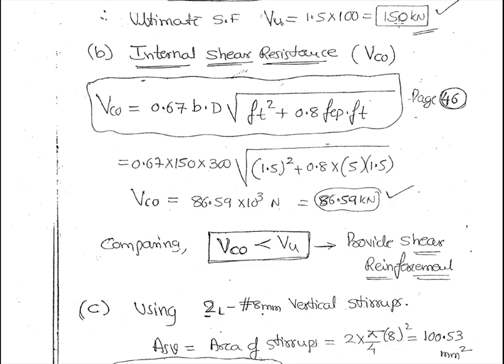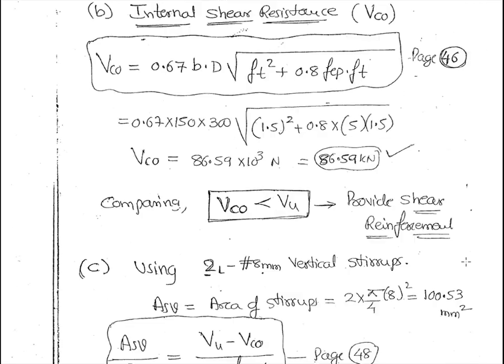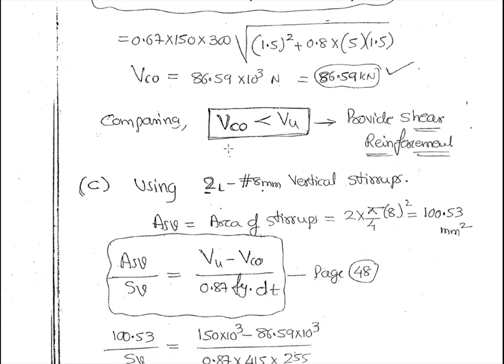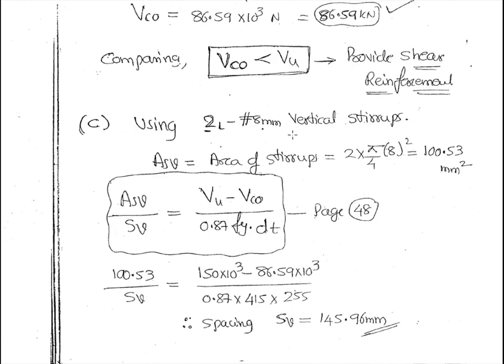So VU is 150 and VC naught is 86.59 kilonewton. Therefore, VC naught is less than VU. Therefore, we have to provide shear reinforcement. What does this mean? VU is shear force, VC naught is shear strength. The strength is less than the force. So if strength is less than force, we have to provide shear reinforcement and increase the strength. That is why we are giving shear reinforcement.